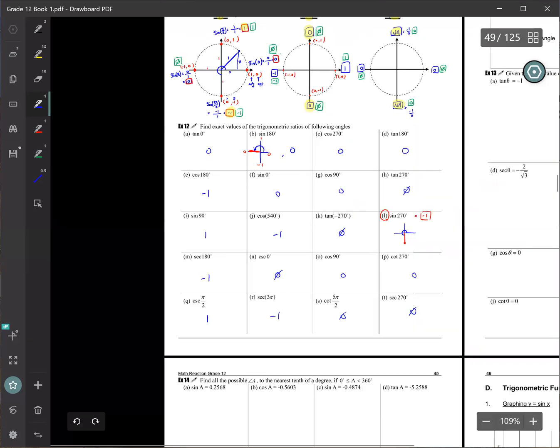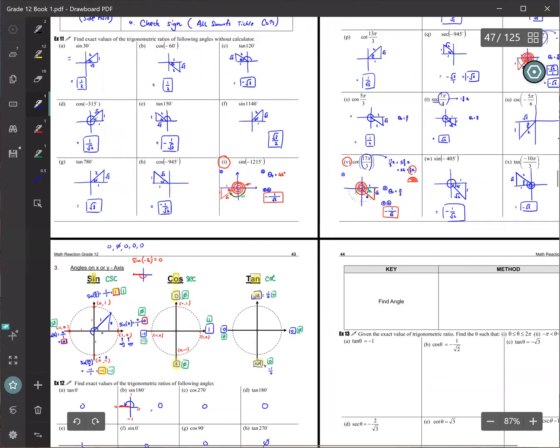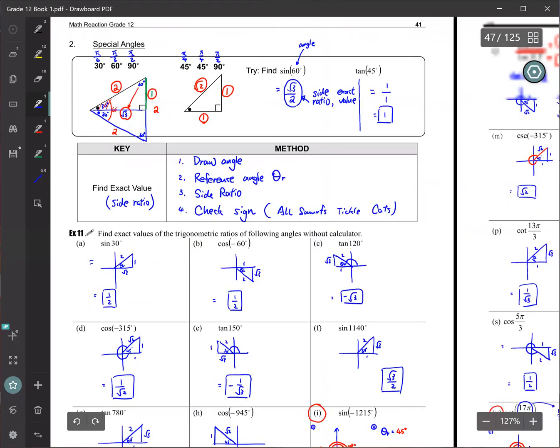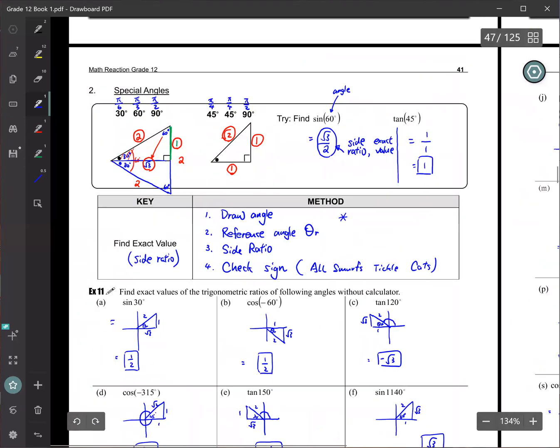Everything up to here is one section, because it's all about finding the exact values. It all comes to this summary: find exact value or find ratios. You follow the 4 steps if the angle is not on the axis. Here I would like you to add something in. Go back to page 41 and go to the method.